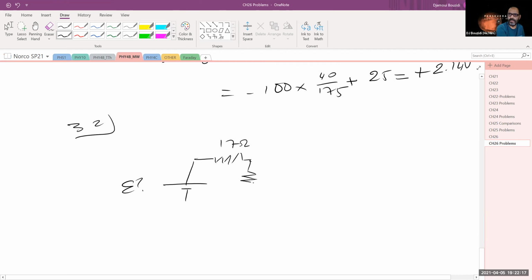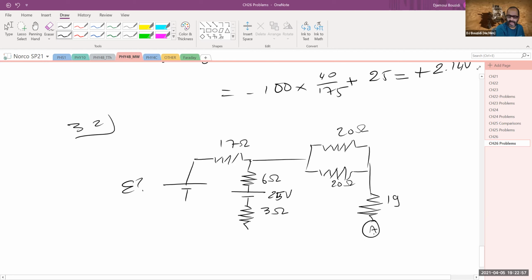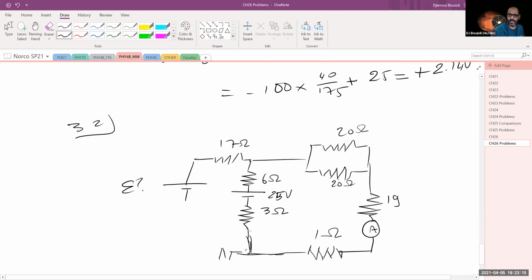And in this junction, we have a 6 ohm resistor followed by a 25 volt battery followed by a 3 ohm resistor. And here we have a junction where we have 20 ohms and 20 ohms. And then after that, we have a 19 ohm resistor followed by an ammeter A. And then we have a 1 ohm resistor. And then the junction in here of these two branches. And there is actually a third branch in here where we have a 13 ohm resistor.